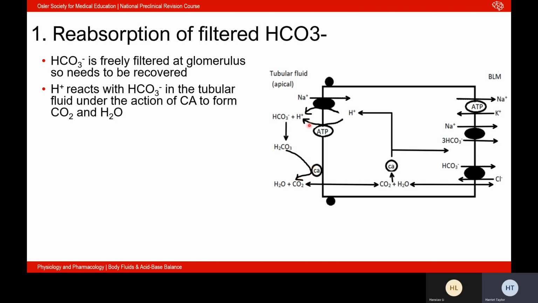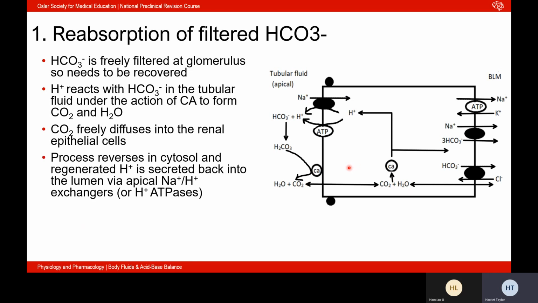So it's really important that this is found on the apical membrane of our tubular fluid. So then the CO2 diffuses freely across this barrier and reacts with our water again. So then this process reverses completely. We've got more carbonic anhydrase, which forms more hydrogen ions and more bicarbonate ions. Our hydrogen ions are chucked back into our tubular fluid, and this can be by ATPases or by these apical NaH exchangers.